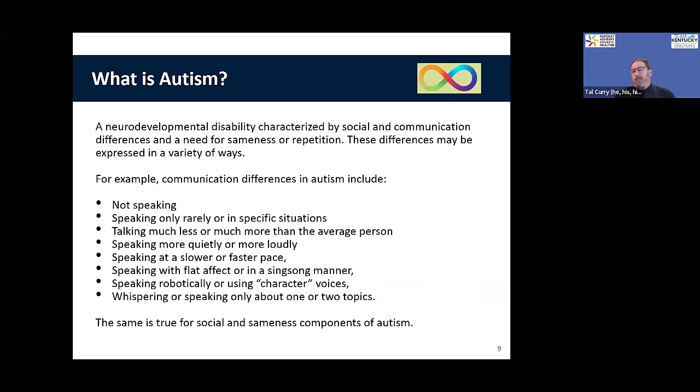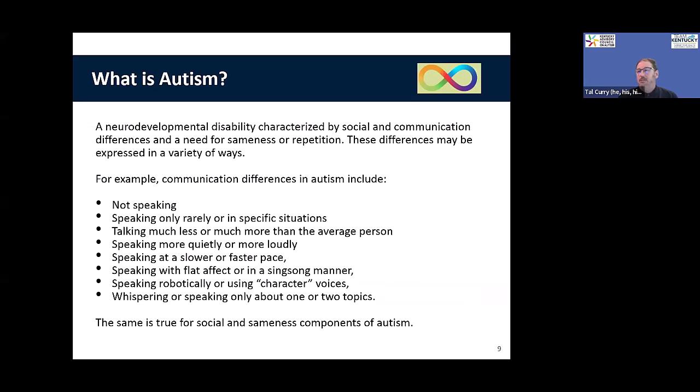So what is autism? You will see lots of definitions. I will probably have a couple different definitions in here, but I like the words a neurodevelopmental disability characterized by social and communication differences and the need for sameness or repetition. These differences may be expressed in a variety of ways.